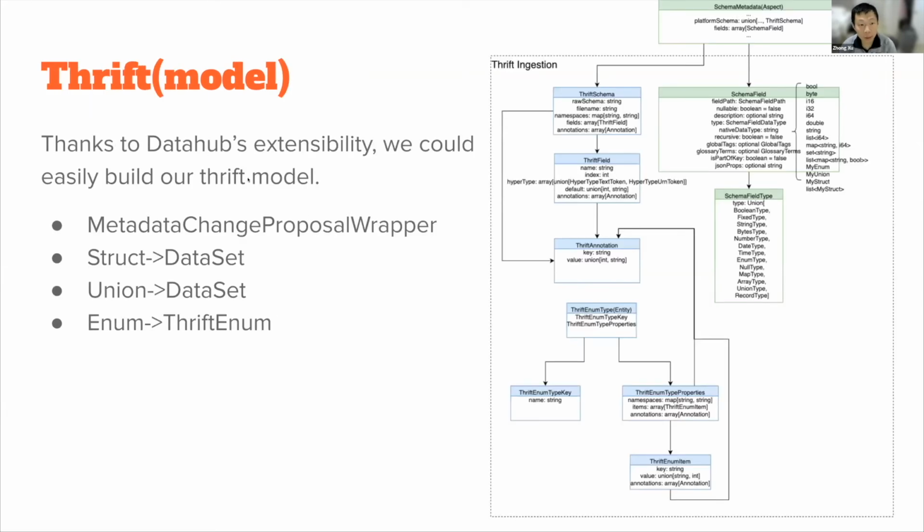Then, thanks to DataHub's extensibility, we could easily build our Thrift model. The green entities or specs are the existing ones from DataHub, and the blue ones are additional. We just added another platform schema called Thrift Schema, and this Thrift Schema has everything I want to ingest.